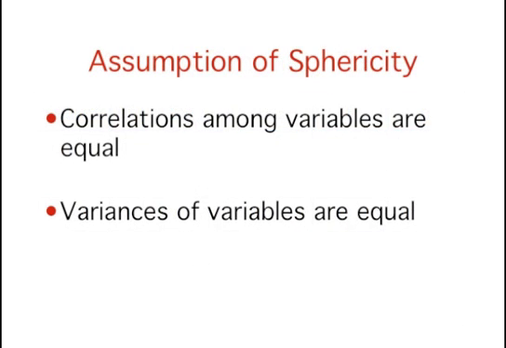Within subjects ANOVA makes a restrictive assumption about the variances and the correlations among the dependent variables. Although the details of the assumption are beyond the scope of this lesson, it is approximately correct to say that it's assumed that all the correlations among variables are equal, and all the variances are equal.